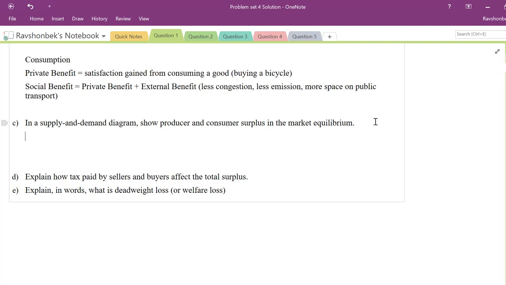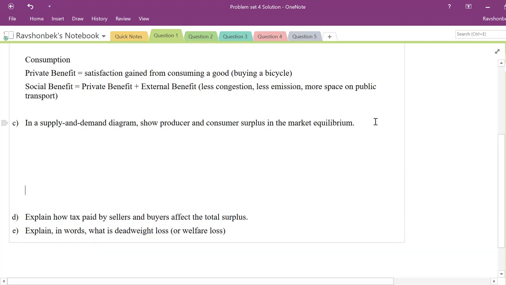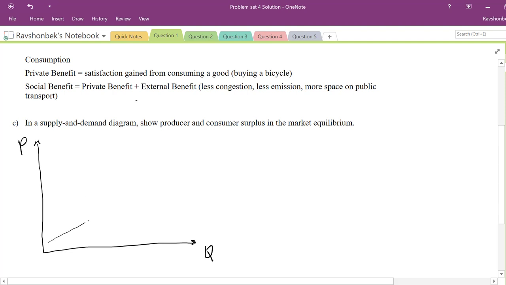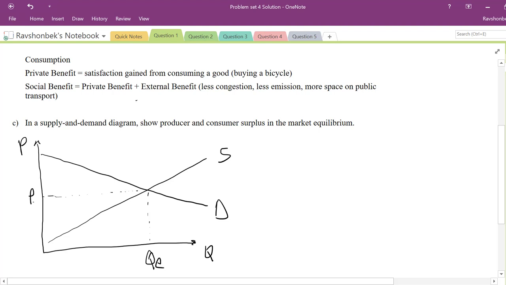In a supply and demand diagram, show producer and consumer surplus in the market equilibrium. Now, supply and demand curve. Let's draw them. So that's our quantity, this is our price. Right? Now supply, if you remember, is an upward sloping line. Demand, on the other hand, is a downward sloping demand line. Now this is our equilibrium point, quantity equilibrium, and this is our equilibrium price. Now let's give an example before we explain what the consumer surplus is.